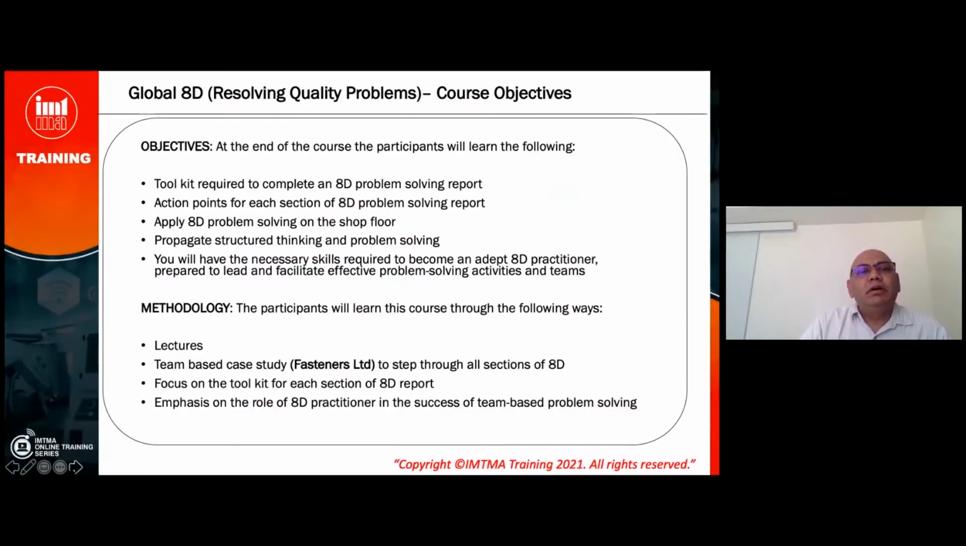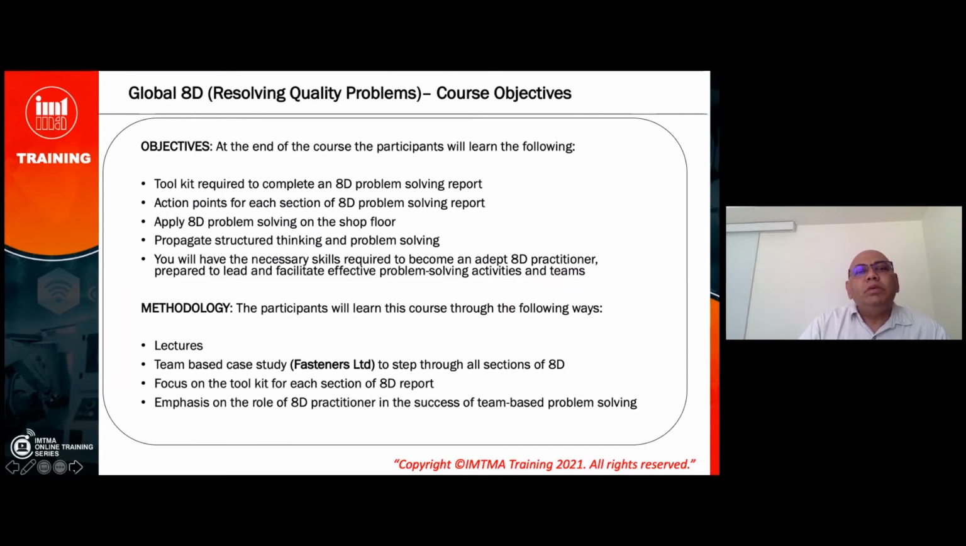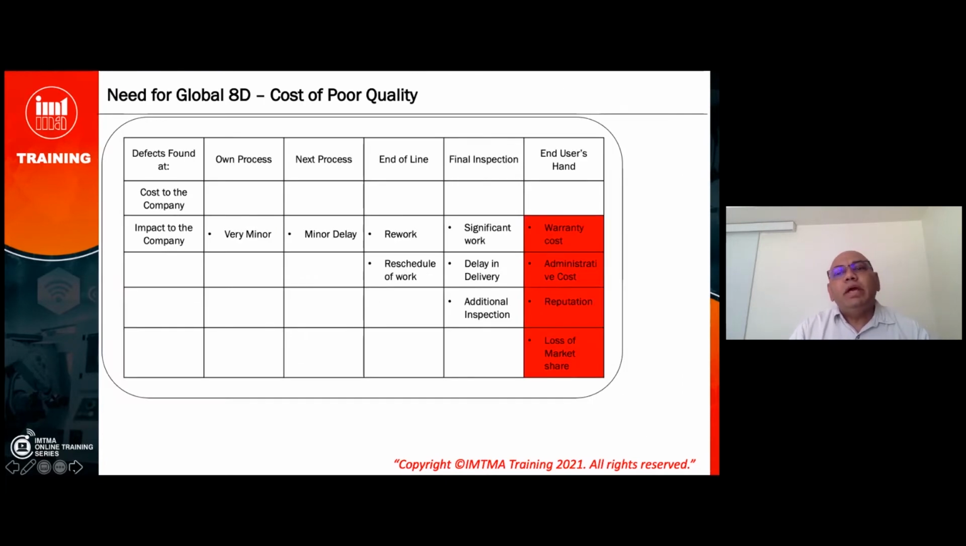Let's go and understand the various sections of 8D. But what you can see is, why is there a need for a structured problem solving approach like 8D or A3, etc.? Okay, why is there a need?